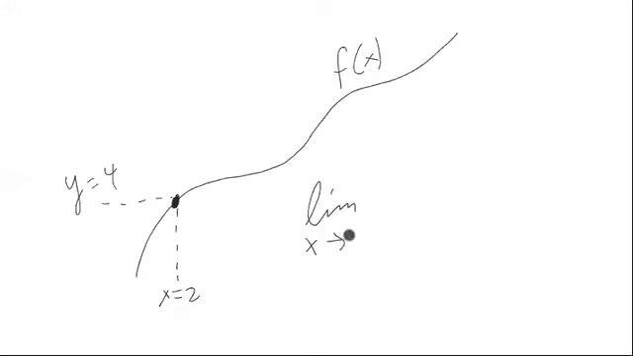The limit as x approaches 2 of the function f of x is equal to 4. There is no hole to fill, but if there were a hole, then we would fill it with precisely the value of the function itself.